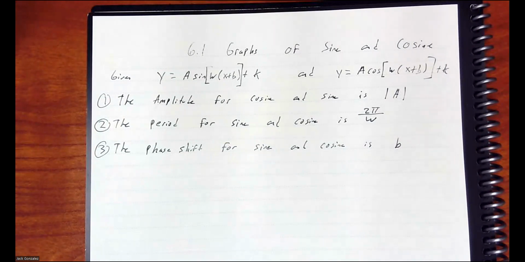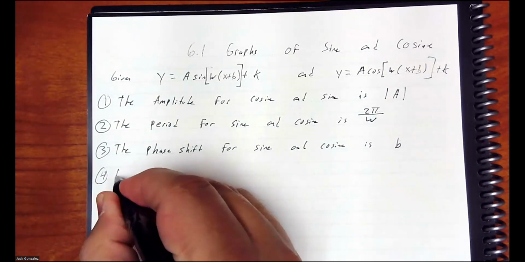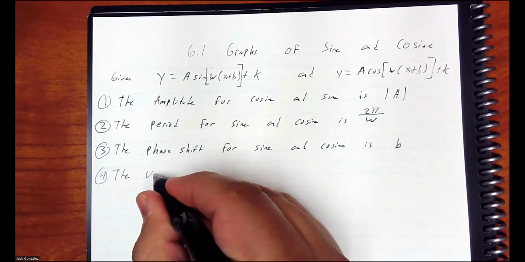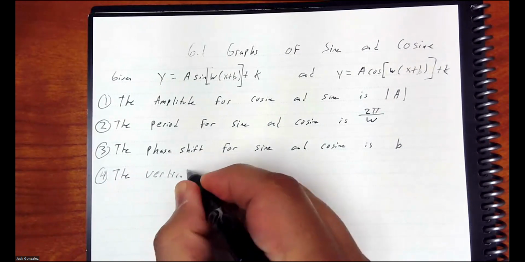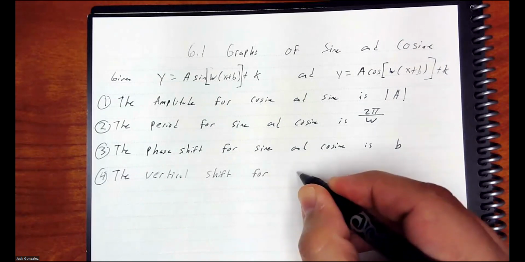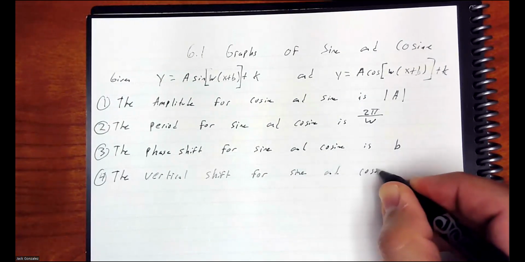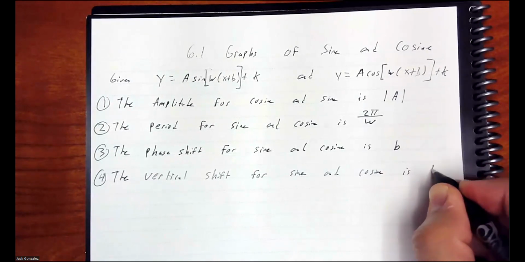Once it's been factored, it's gonna be B. Number 4, the vertical shift for sine and cosine is K.